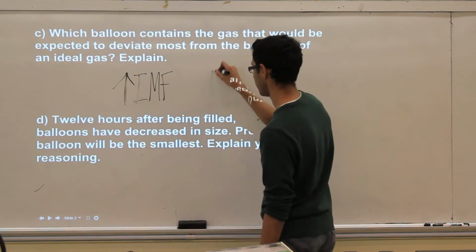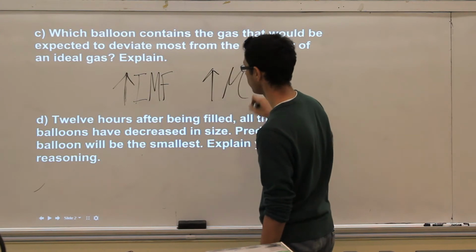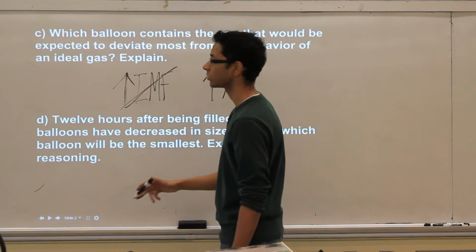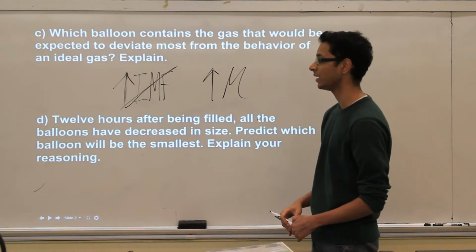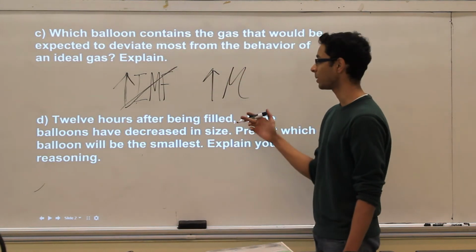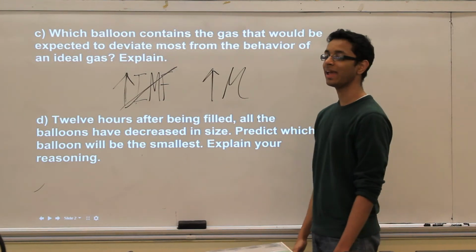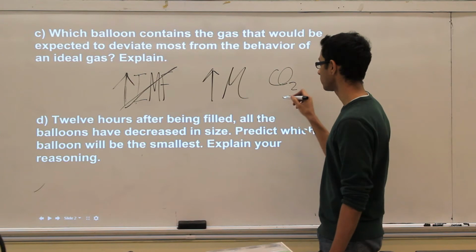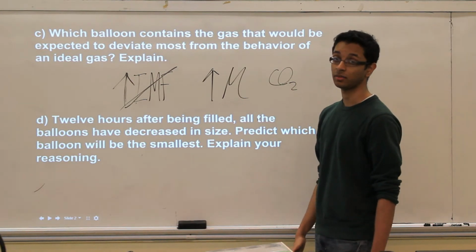and high molar mass. However, intermolecular forces don't really come into play because the gas particles are so far apart from each other that they can't really interact. So the only factor left is a high molar mass. We already calculated which gas has the highest molar mass, CO2. So it's clear that carbon dioxide will deviate the most from ideal behavior.